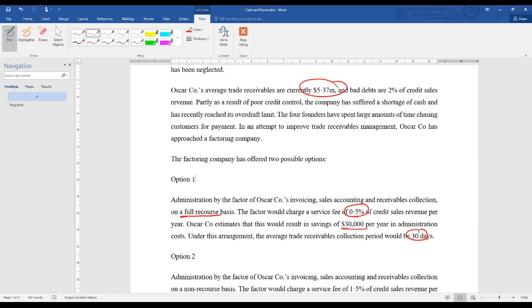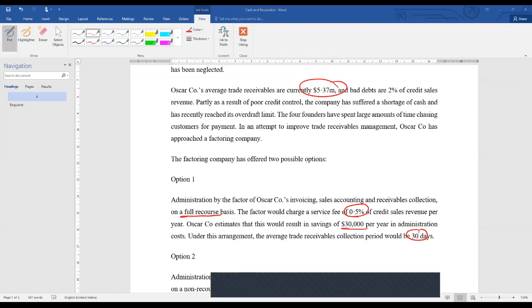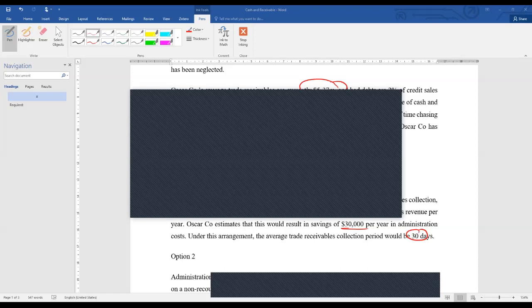There's no mention in option one whether the bad debt will increase or decrease, so we assume it remains as it was. So the company doesn't benefit at all in terms of a reduction in the bad debt expense. So you can work it out. Let me share my board. I hope you have done something for those few minutes, or at least have an idea of what we ought to be doing. Okay, let me open my question.